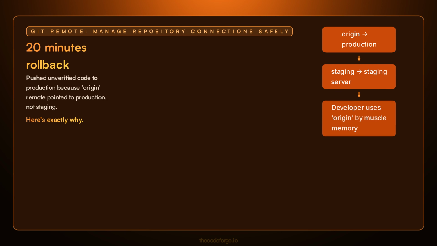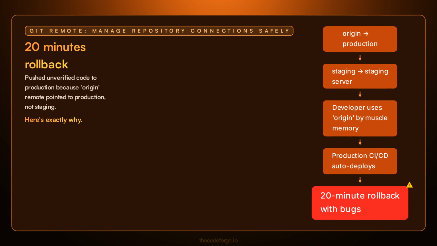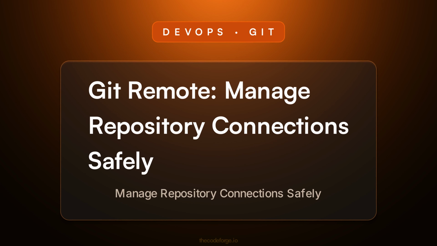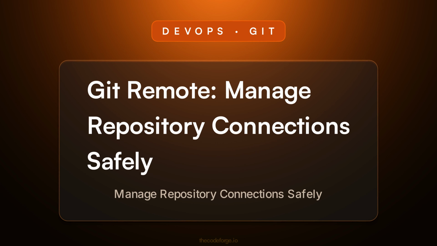A developer pushed to production instead of staging, causing a 20-minute rollback of buggy code. The culprit? A confusing remote name. Let's break down Git Remote. Manage repository connections safely, how it works, and the exact mistake behind that failure.